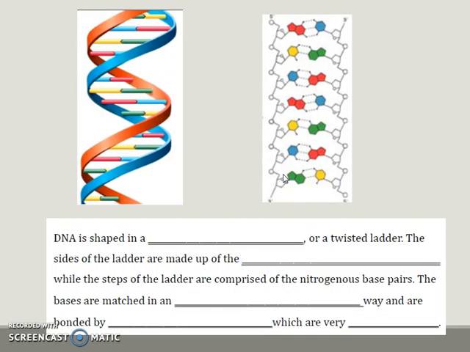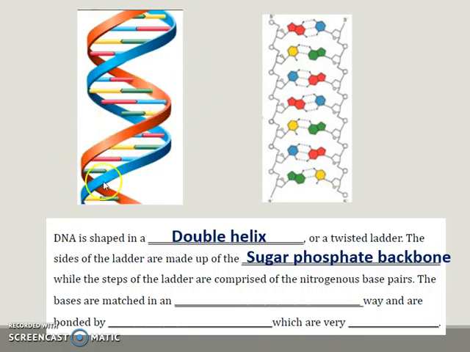Okay, so here we're going to talk about the shape of DNA. DNA is shaped in a double helix or twisted ladder manner. And if you look at this picture on the left, it shows you what a double helix looks like. Double because we have two sides. Helix because it's like if you grabbed a ladder and just twisted it, and that shape that it makes is called a helix. The sides of the ladder are made up of sugar phosphate backbone, while the steps of the ladder are comprised of the nitrogen or nitrogenous base pairs.